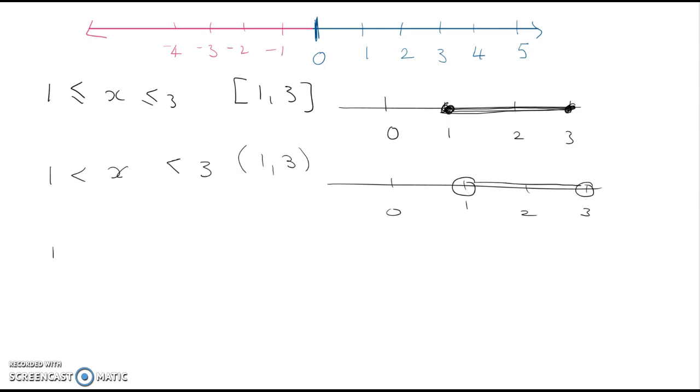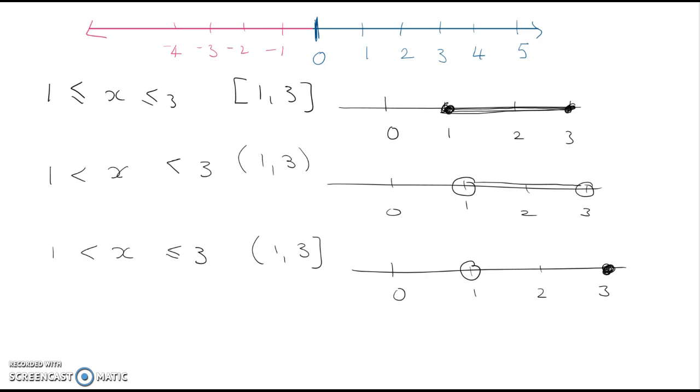If we had a bit of mix and match, if we had 1 wasn't included but 3 was, then we'd use a round bracket at the start and a square bracket at the end, and on the number line we don't want to include 1, but we do want to include 3, so that has to be coloured in to show that we're including it in our possible range of answers for x.